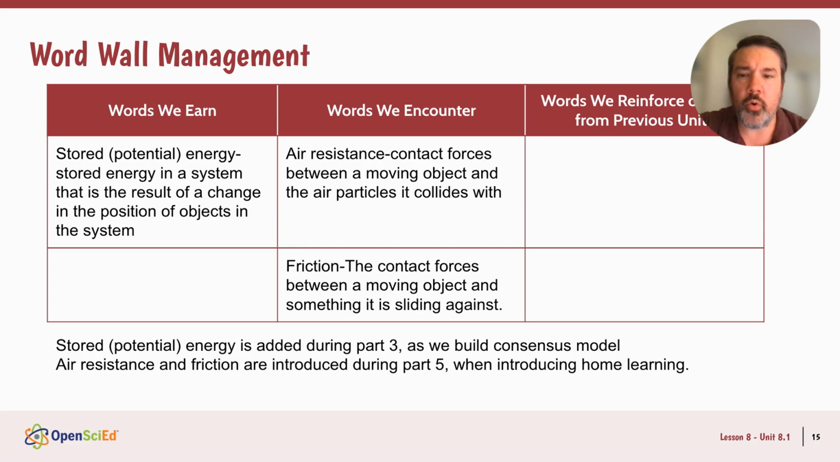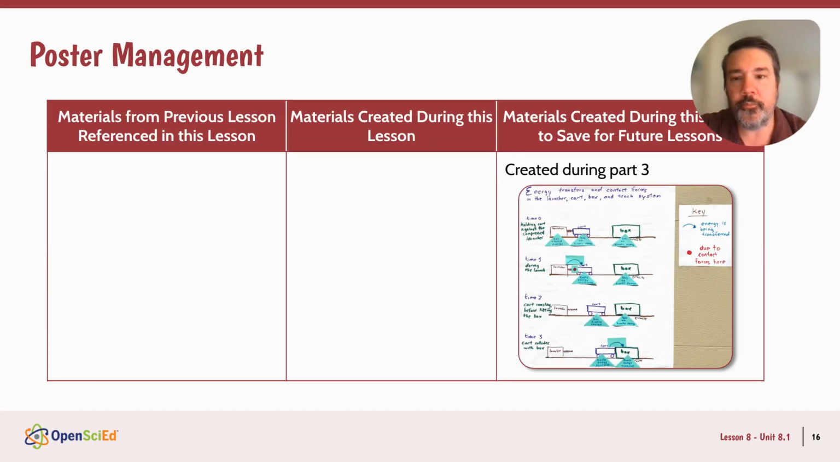There's a couple words we are introduced to in this lesson. One is stored energy or potential energy. Another is air resistance and friction. Air resistance and friction are mentioned at the end of this lesson. We will come back to them in the next lesson and really add them to the word wall and make sure we have a good understanding of those definitions. We create one poster, which is the poster where we're tracking the energy. And we're going to come back to this in the next lesson and update it. So as we find out more about friction and air resistance, we're going to add that to this poster. So you want to make sure you hang on to this for the next lesson.